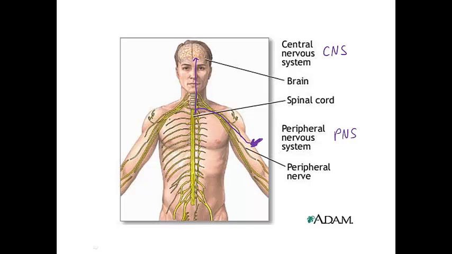And then we might have another signal that goes to an effector cell. This would be a motor neuron. A motor neuron traveling to an effector cell, such as a muscle cell, that's going to cause his muscle to contract and move his arm away from the pain.